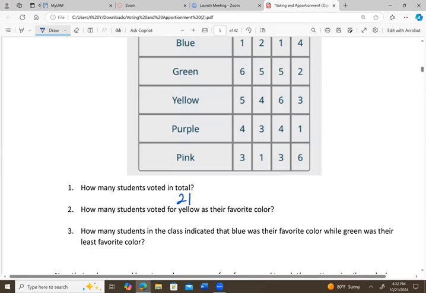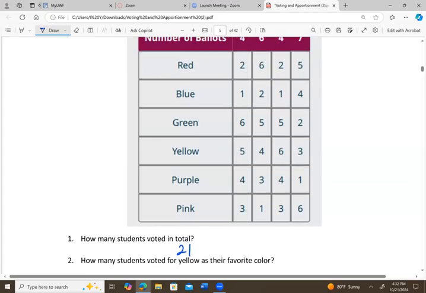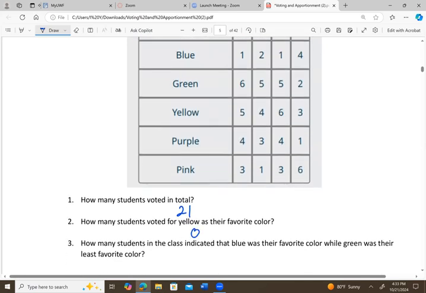How many students voted for yellow as their favorite color? Yellow. Is there anybody with yellow as their number one? Nope. So that would be 0.